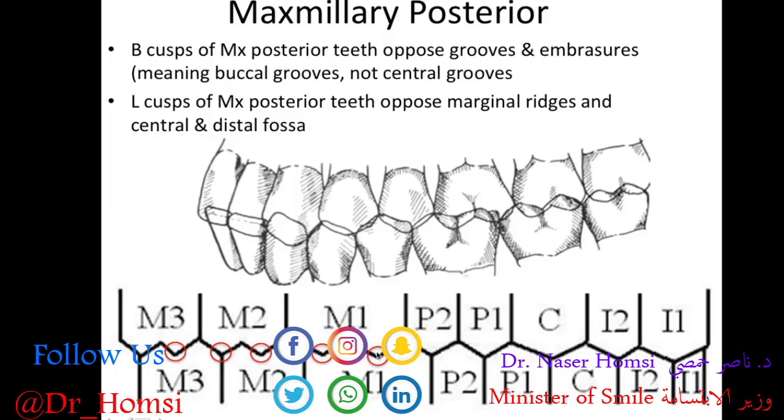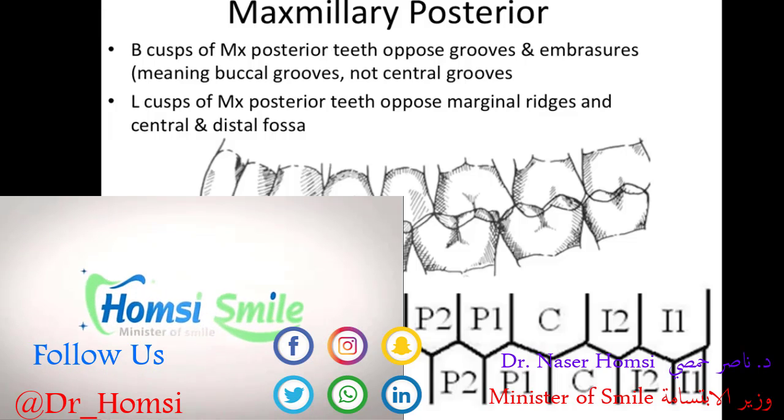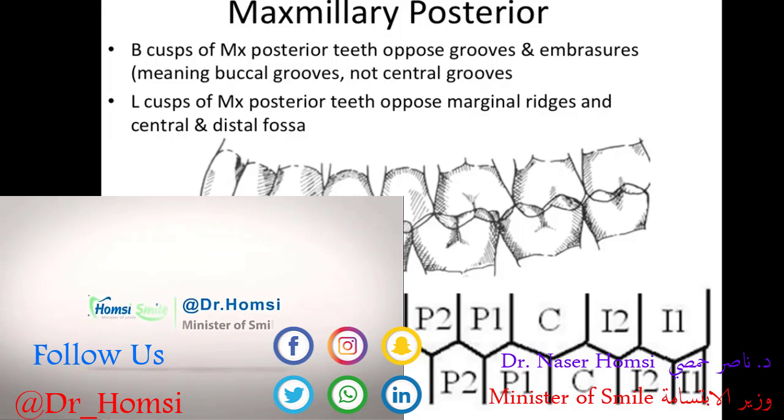All right, so here we have the buccal cusps of the maxillary molars, and as we see here, they're going to oppose grooves and embrasures, meaning buccal grooves, not central grooves. So here we're going to be opposing some buccal grooves, and then here you see we're opposing an embrasure and then some buccal grooves. Okay, for the lingual cusps, we're just going to treat these as if they're the lingual cusps. And so the lingual cusps of the maxillary posterior teeth oppose marginal ridges and central and distal fossa. So if we look at this tooth as if it's a lingual, it's going to be sitting right there on the central groove right here.